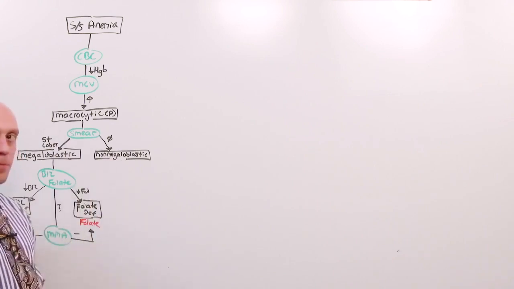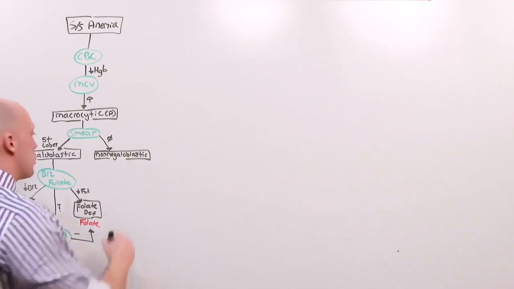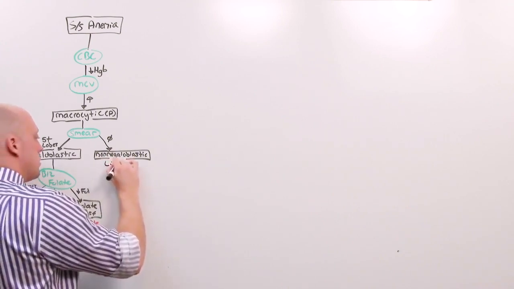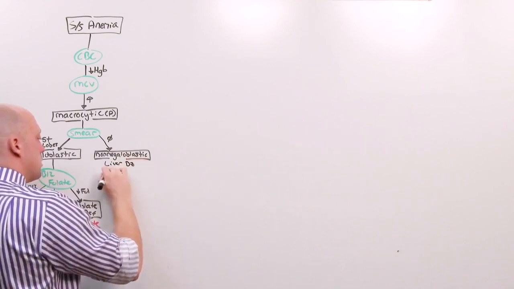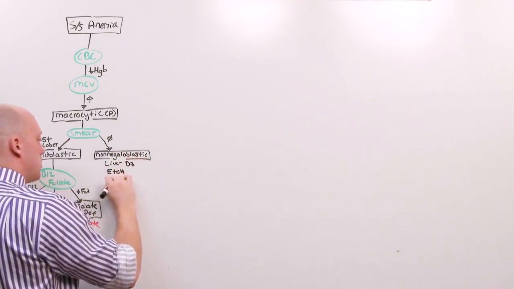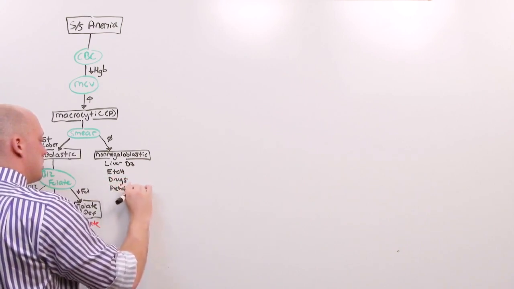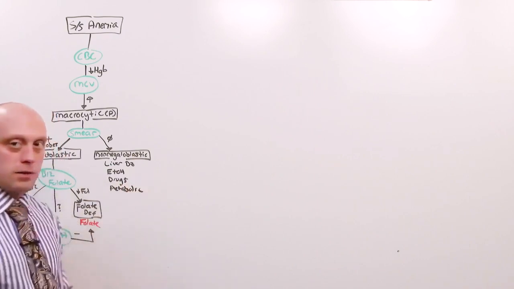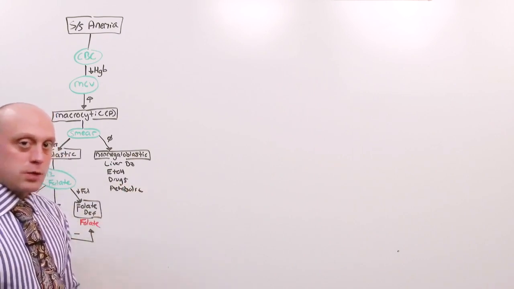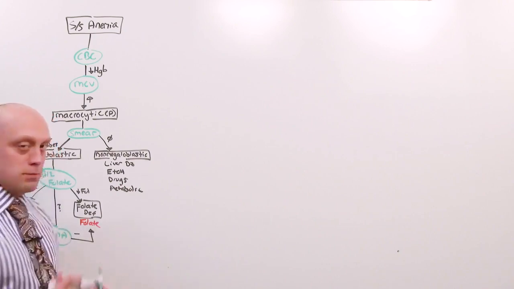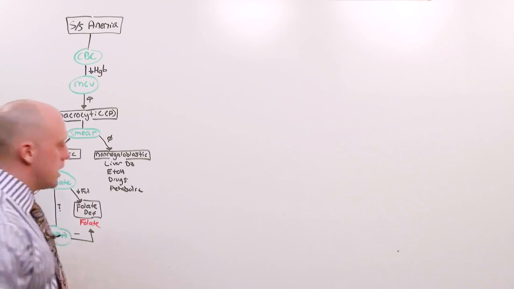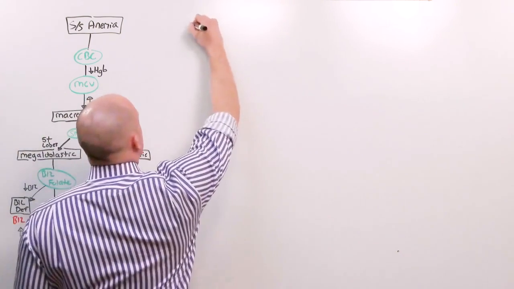Non-megaloblastic causes, there are a few. The ones you should know are liver disease, which means cirrhosis, alcohol, drugs, and some metabolic inheritable conditions. We'll talk about these more in detail at the very end. So this whole lecture is going to be about folate and B12. Let's start with folic acid deficiency because it's easier.